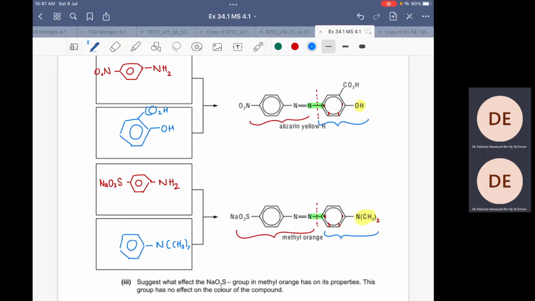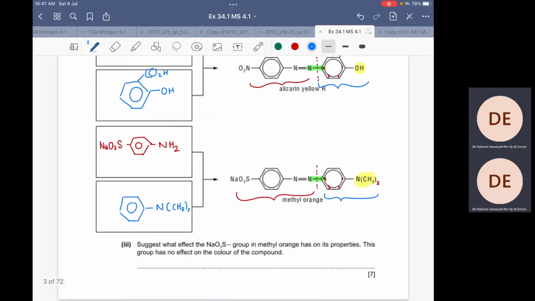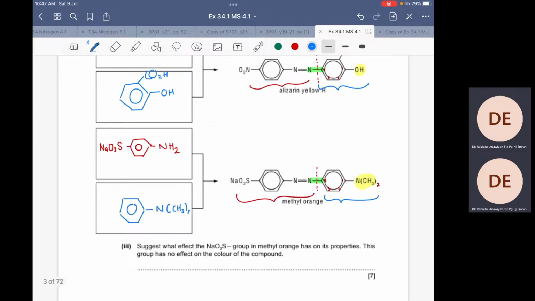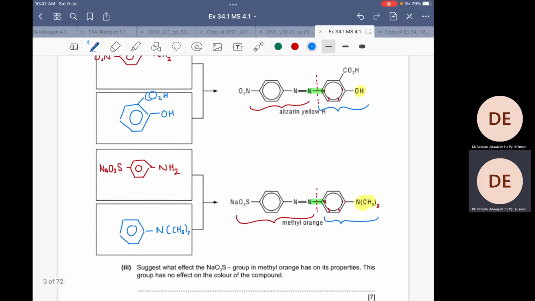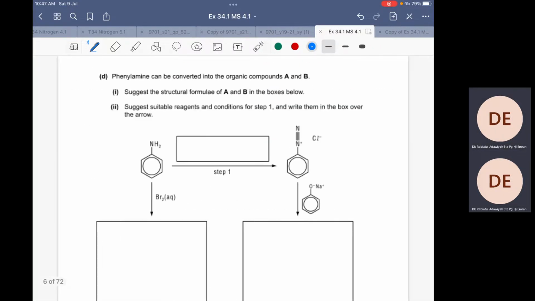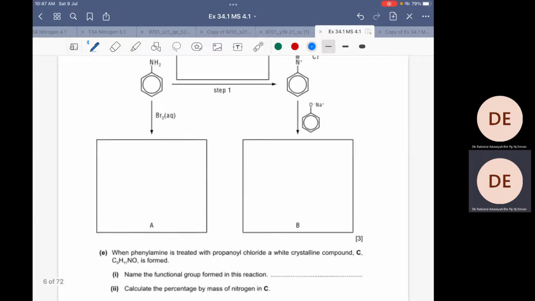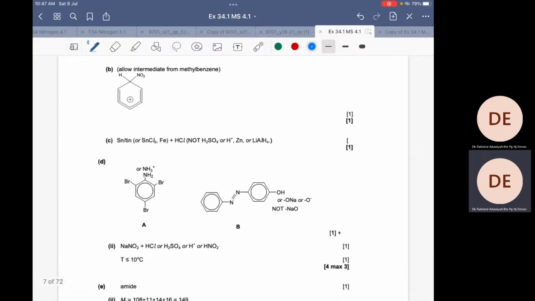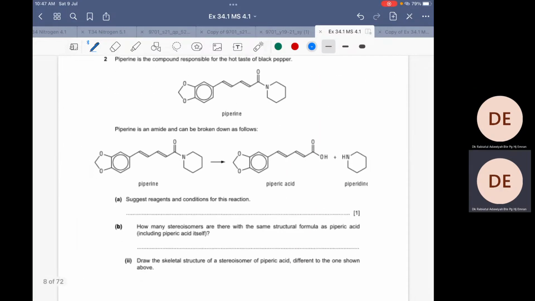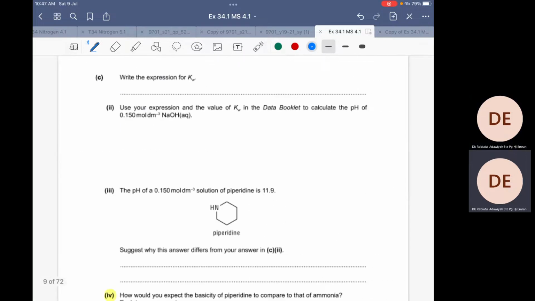Okay, the next question that I want to look at is 3C part 4. Suggest what effect? Okay. Don't worry about that. We move on to question 3, 3C part 4. This one.